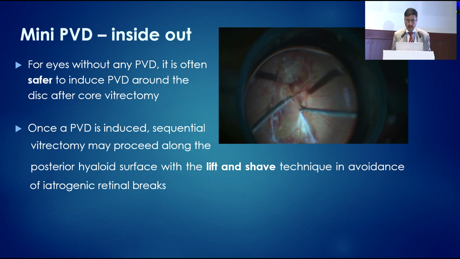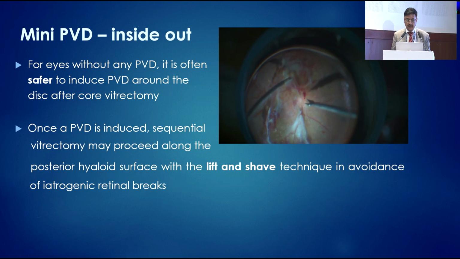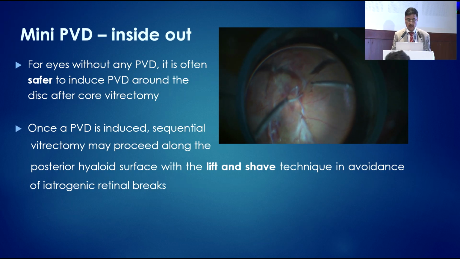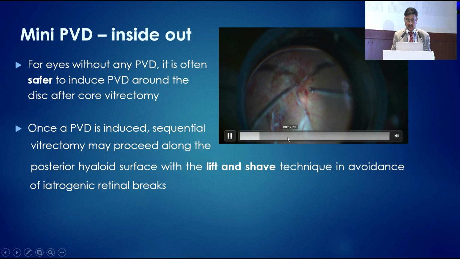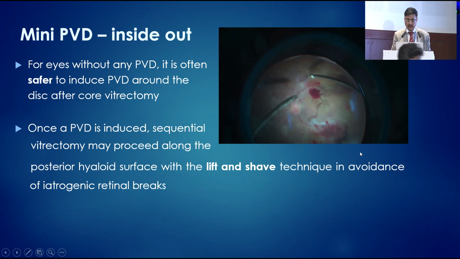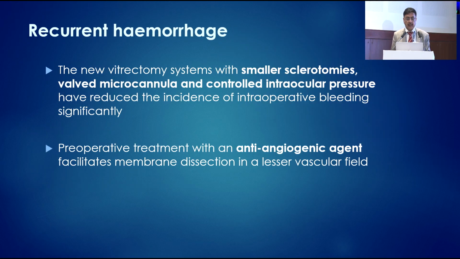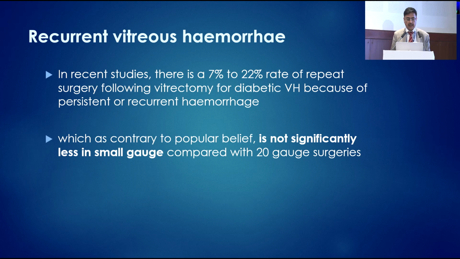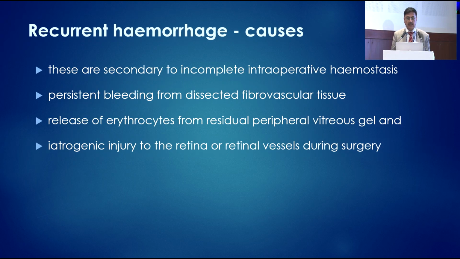And I'll just fast forward some films. So here we complete the rest of the surgeries, and now we'll deal with recurrent hemorrhages. As in the area of smaller sclerotomies, valve systems, controlled intraocular pressure, we don't have much bleeding, but still it's an important thing that we have to deal with in repeat surgeries, and it has not been significantly less in small gauge as compared to 20 gauge.